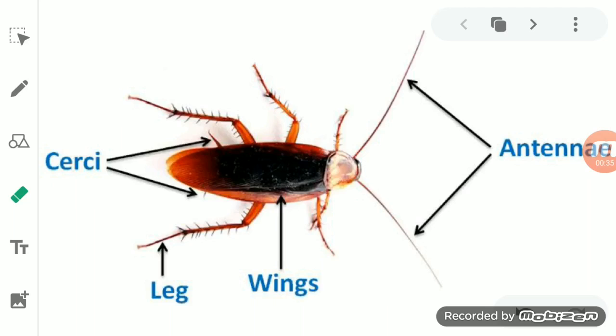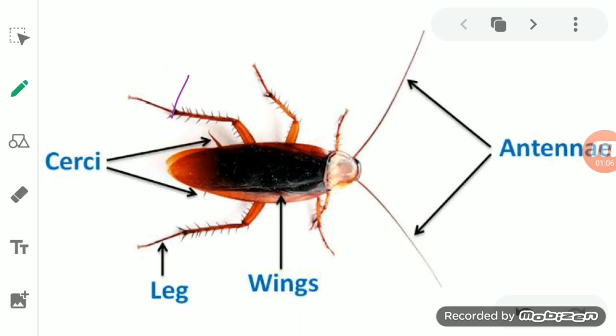Now each leg of the cockroach consists of stiff, hollow, tube-like structures which are joined together. So these legs are hollow tubes, as well as stiff, joined together.